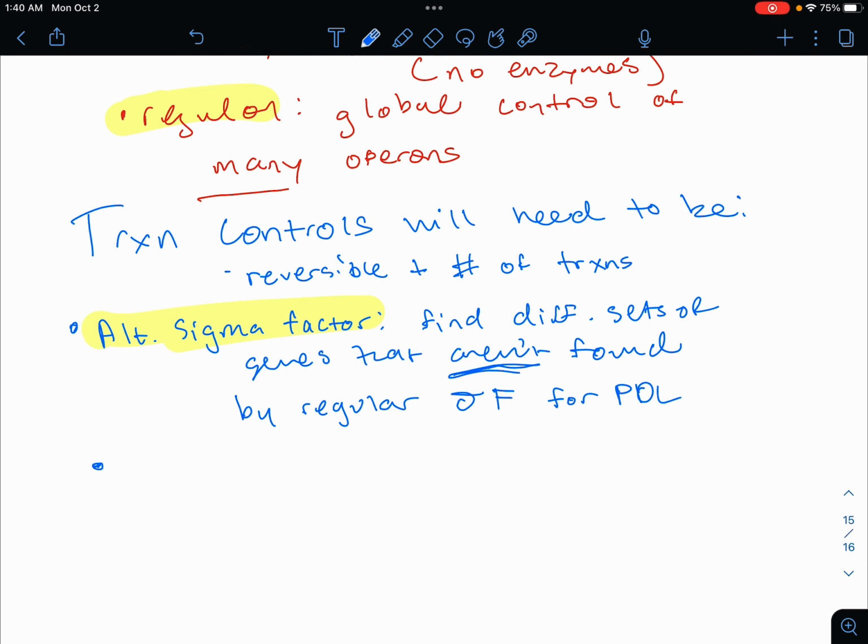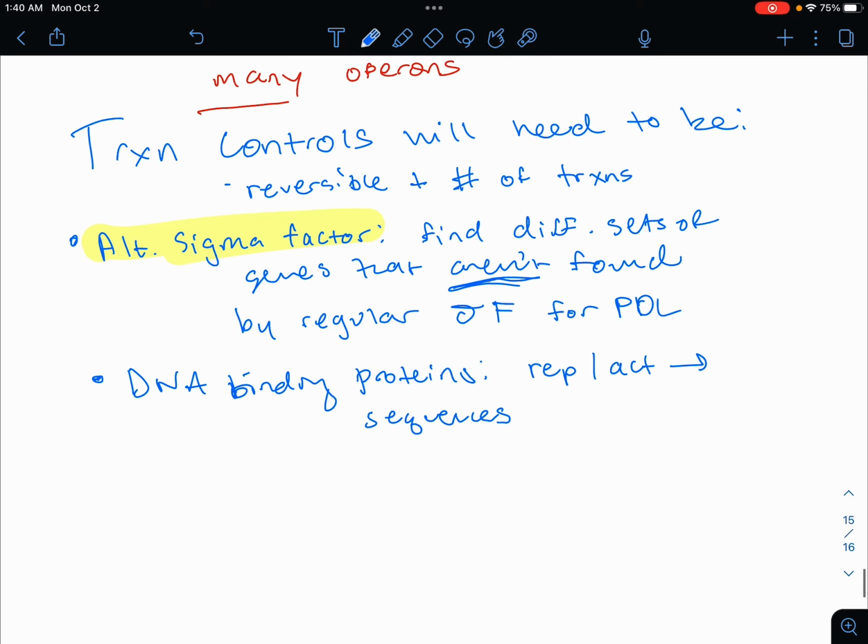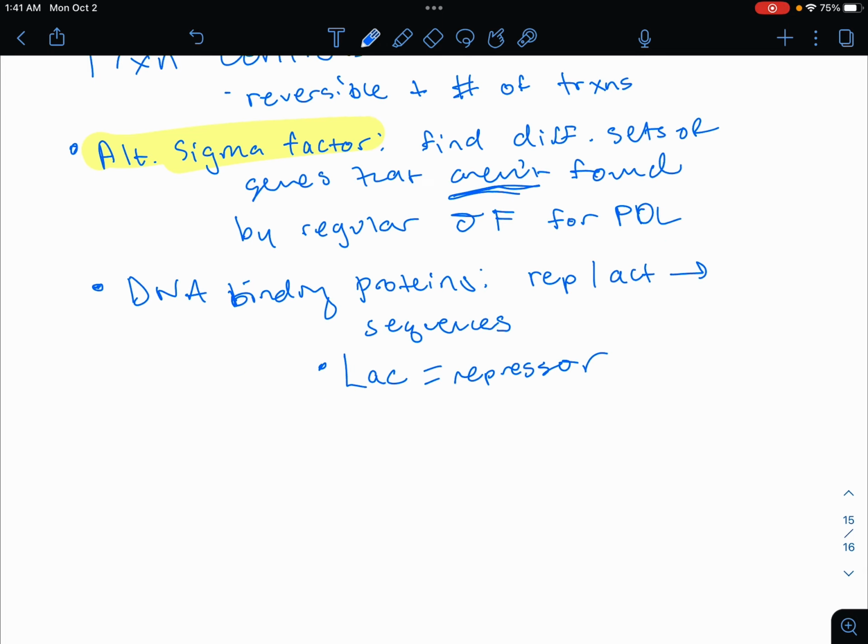And then we also have DNA binding proteins. And this is like a repressor or an activator to sequences. For example, the lac operon, we find it will be repressed. Need a repressor.